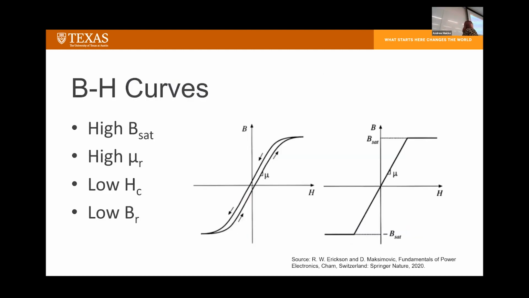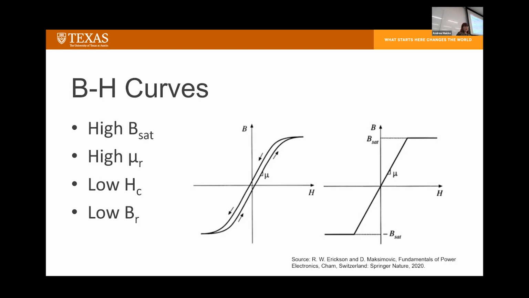So now I'm going to go into the materials side of what we want in power electronics magnetics. And this is through BH curves. We typically use B in power electronics because that's what we care about. And so we typically want high saturation, high relative permeability, low coercivity, and low remnants.